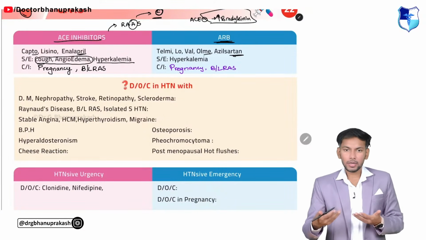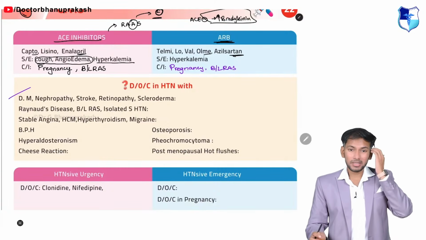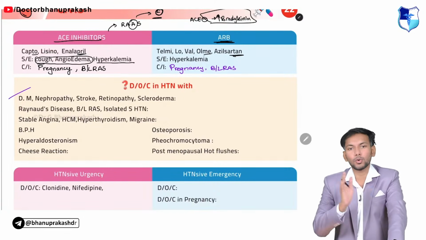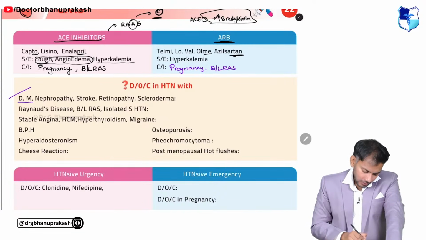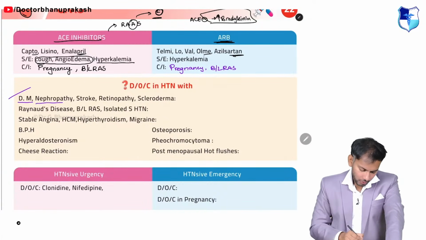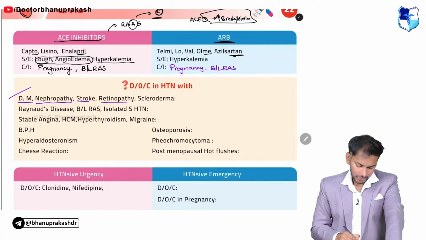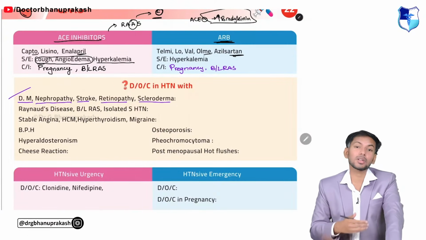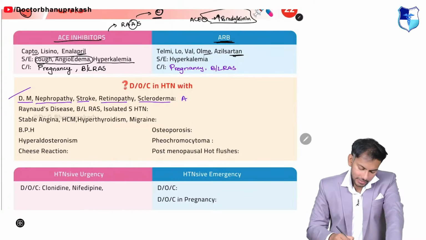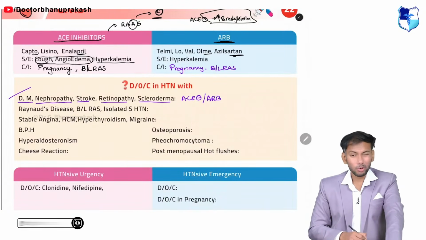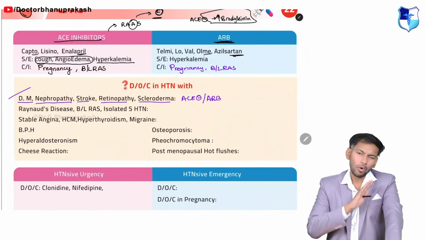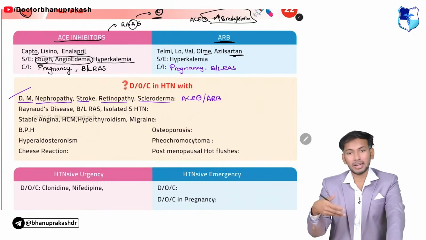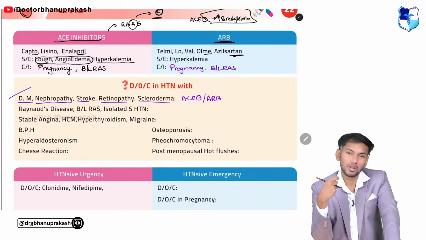Now, why am I not telling you the uses? Because all of the uses of these drugs are given in this one table. You remember this, you will know all the hypertension. Now, what is the best drug for hypertension with diabetes mellitus, nephropathy, stroke, retinopathy, and scleroderma renal crisis? These are ACE inhibitors or ARBs. Why is it nephroprotective? It is protective from the diabetes. It is protecting against retinopathy. So all of these conditions are target organ damages. What are you using? It is ACE inhibitor or ARB.